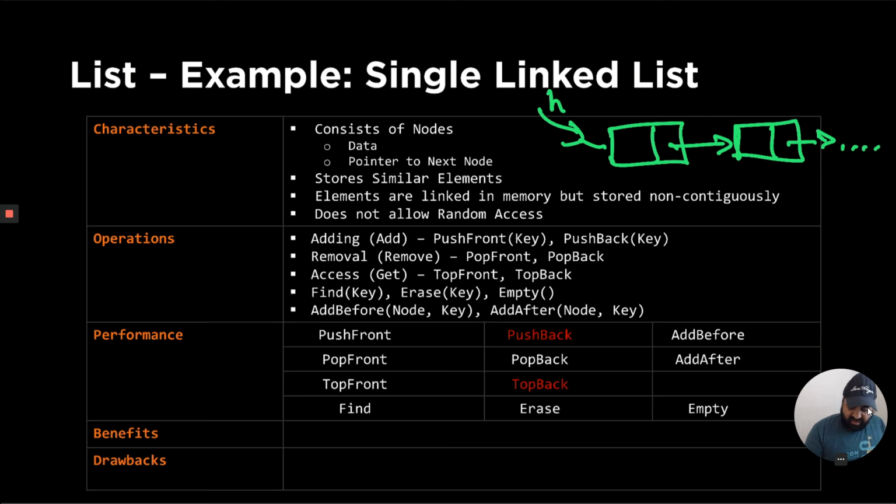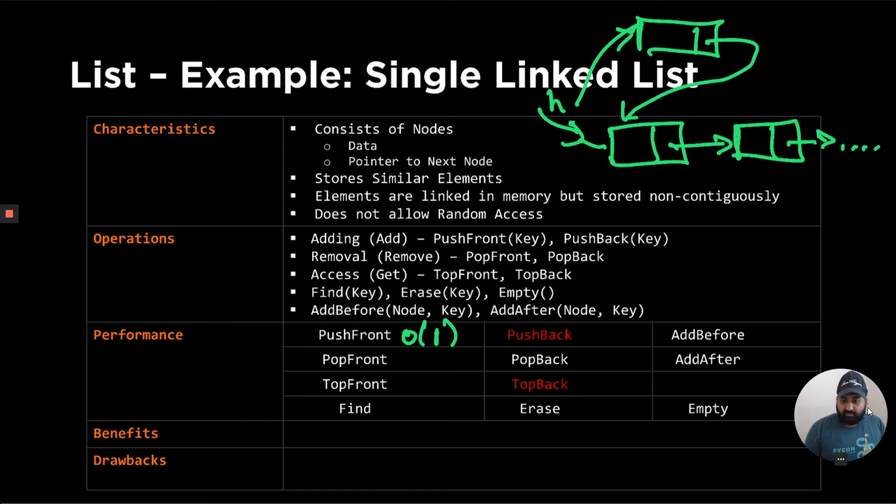Now, since we have access to head, this would be a constant operation, because we just need to manipulate two pointers. We create a new node, we point our head to this node, and this new node's next would be pointing to the original head. So that's why it's O(1).